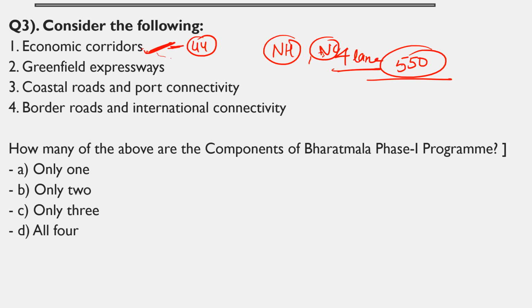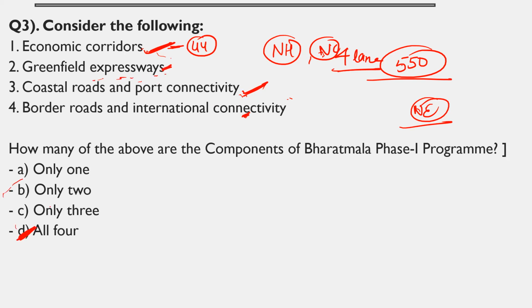Another component is northeast connectivity. They were saying that we are going to improve the northeast connectivity, make some waterways also, and international connectivity will be provided. So in phase 1, they are going to complete economic corridors, then coastal road and port connectivity, border roads and international connectivity, and then expressways. So the answer would be all four.